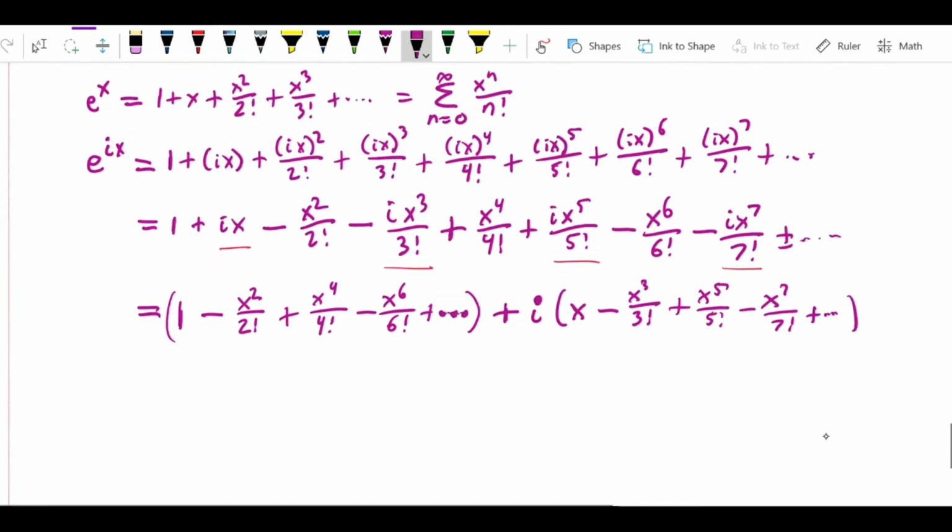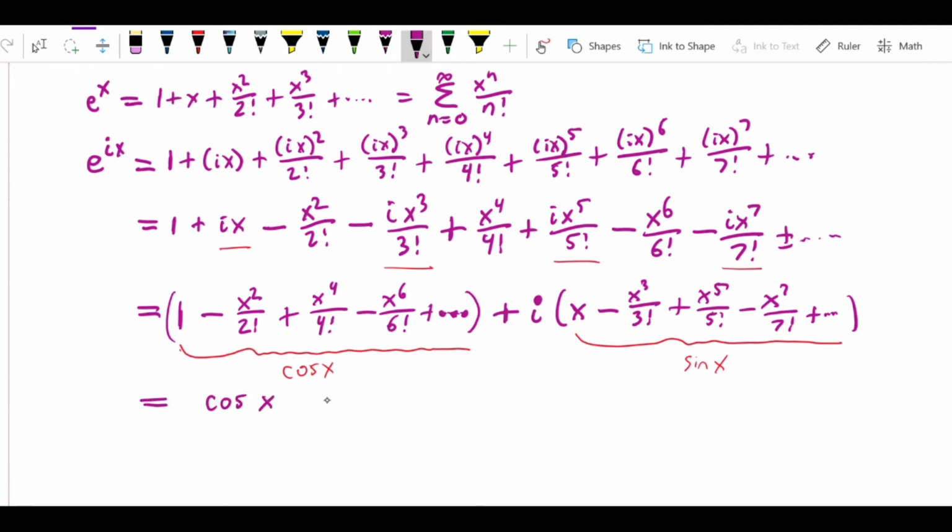Okay, so now what series do you see in here? Hopefully you've got this right. This is the series for cosine x, and this is the series for sine x. So, since you can always replace a function with its series, or vice versa, I'm hoping that you've mastered that principle by now, that means that this is equal to cosine x plus i times sine x.